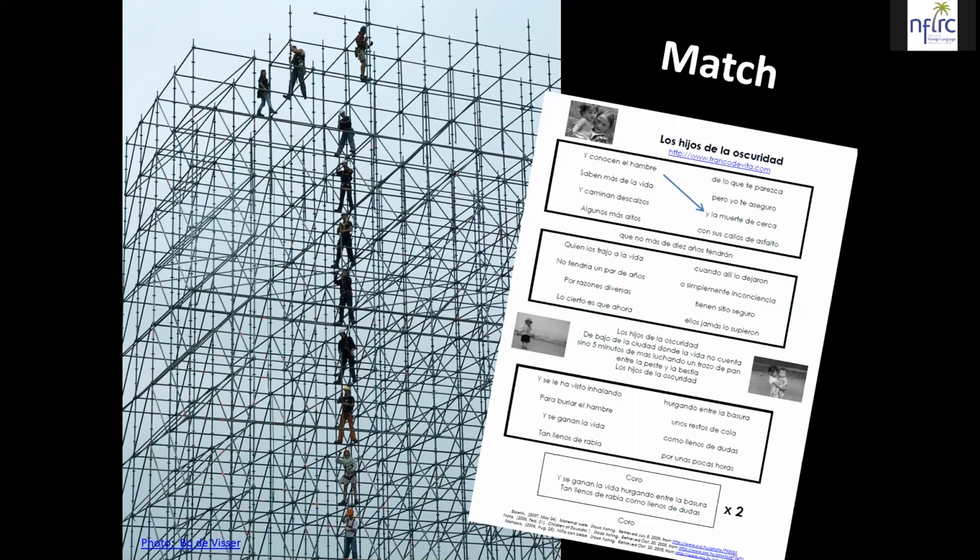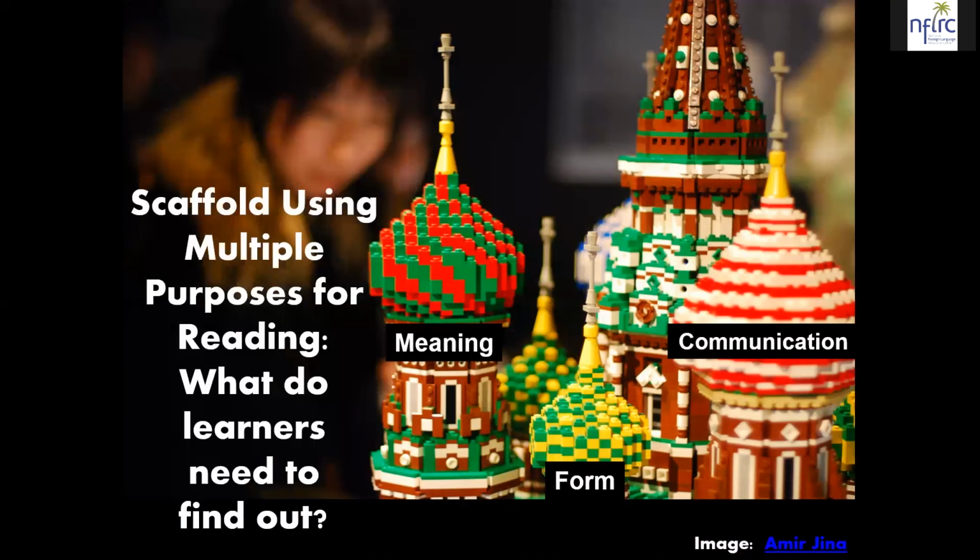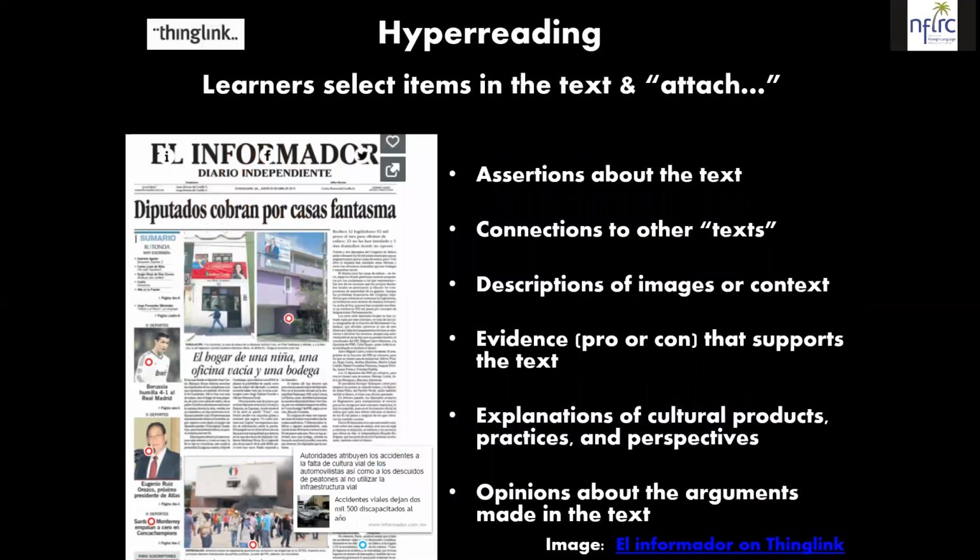I also want to engage learners with meaning. And so I'm going to scaffold using multiple purposes for their reading. What do they need to find out? First, I'm going to ask learners to focus on the meaning of text. Then I'm going to have them make another pass where they're focused on linguistic forms or language patterns. And then in the third pass, I'm going to ask them to work through the text in the service of some sort of communicative activity. We're going to skip this one in the interest of time.